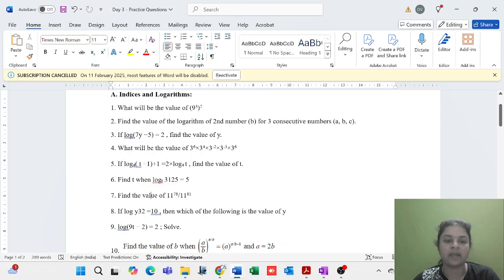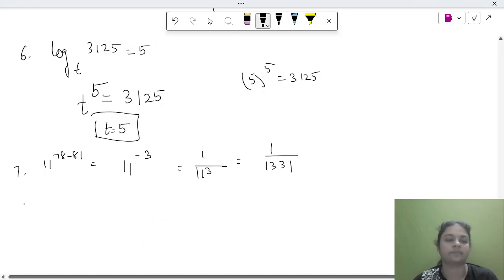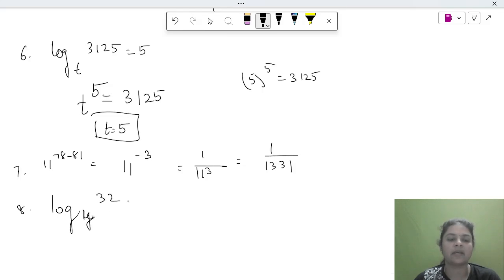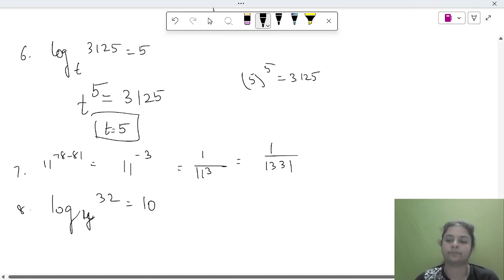Next, if log 32 to the base y is equal to 10. Log 32 to the base y is equal to 10.